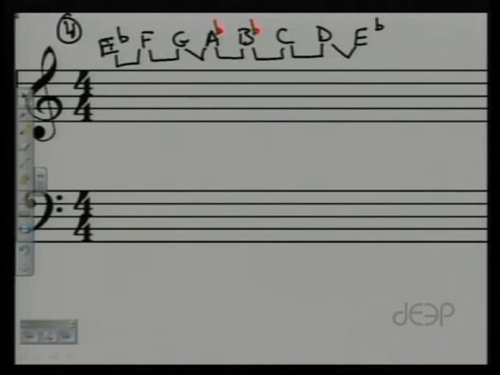Now once you have that, then write it in. Here's your E right here. So I'm going to put a flat sign. And here's a rule that you need to remember. When you're writing the letter names, the flat sign comes after the name of the note. But when you're writing the actual note, the flat sign comes before the note. So there's E flat, F, G, A flat, B flat, C, D, E flat.